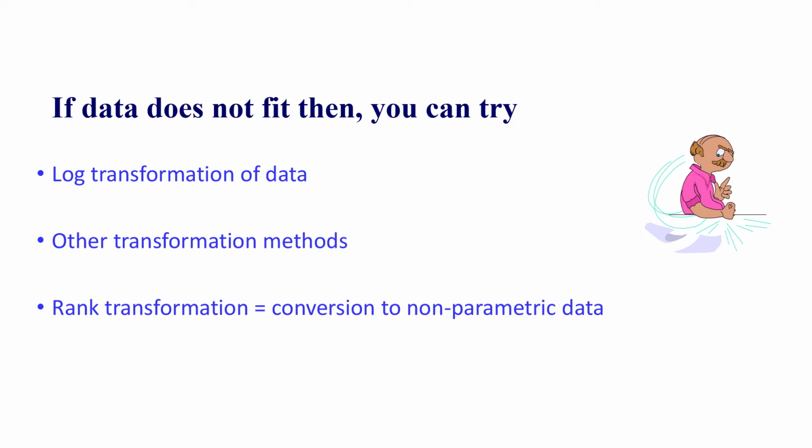The simple method, and the more popular one, is log transformation of data. Or you can use other transformation methods such as squaring the data or taking the square root of the data. Statisticians use these different methods to check whether the data can then fit into the normal distribution curve, and we can apply the parametric test. This is the thing which you have to do before applying the test.